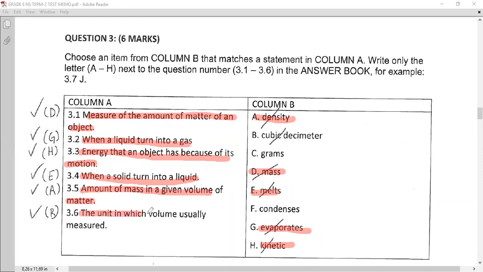3.6, the unit in which volume is usually measured. Volume is about cubic decimeter, cubic centimeter. So the answer is B. Grams is the unit of mass, and condenses is when something changes from gas into liquid. That's what we call condenses. It's a kind of physical change, a phase change. I hope that we are done with question 3.